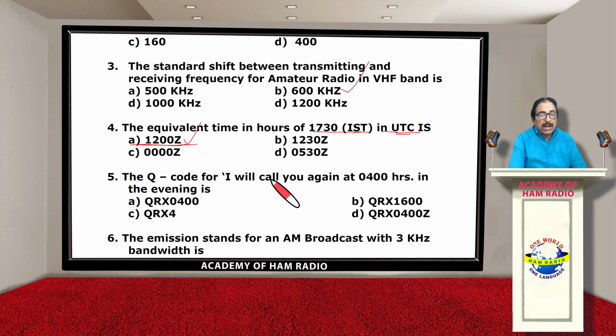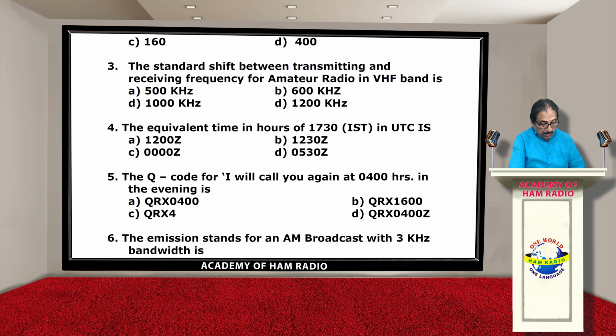The Q code for I will call you again at 4 hours in the evening. It is in the answering form: I will call you again at 4 hours. So QRX means I will call you again. But for 4 hours in the evening, 4 hours means that must be 1600. QRX 1600. Evening 4 hours, 16 hours means evening time. So QRX 1600.